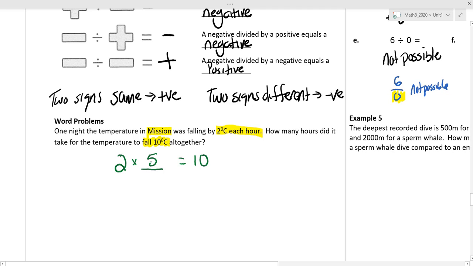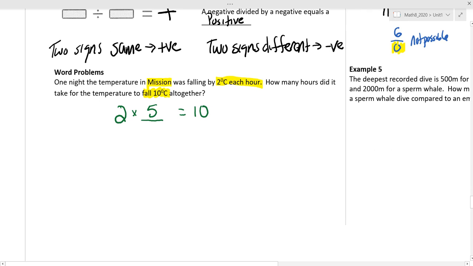Wait, what was the temperature to start with? It doesn't matter. It's just saying that it dropped by 10 degrees. If it's dropping 2 degrees per hour, you can think of it like this.